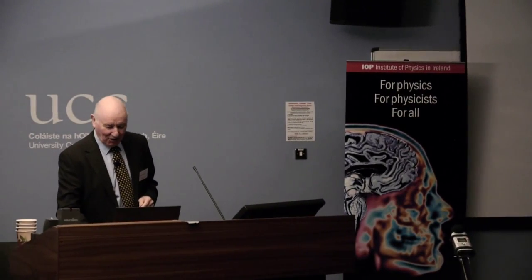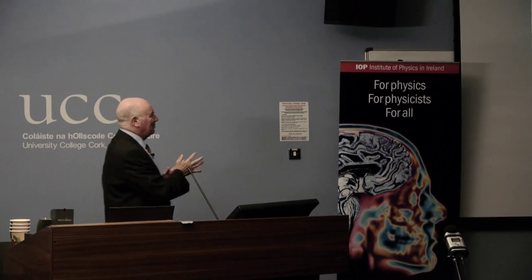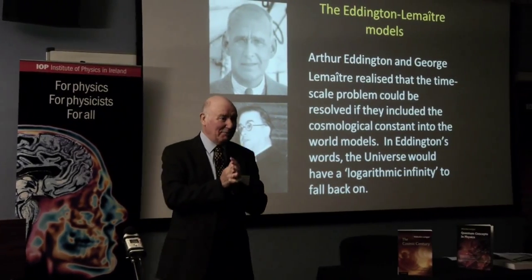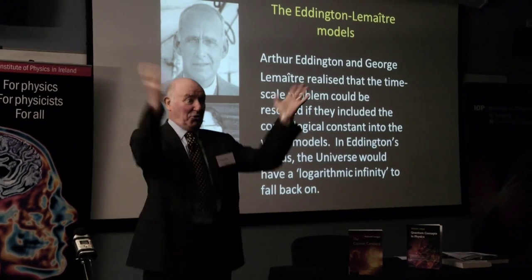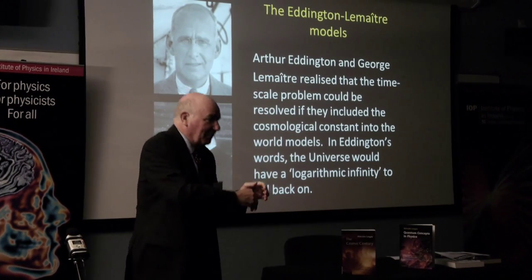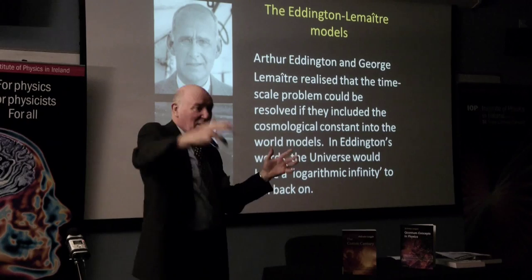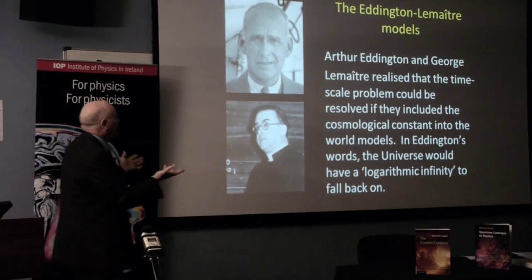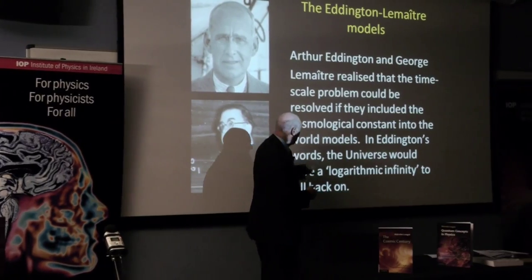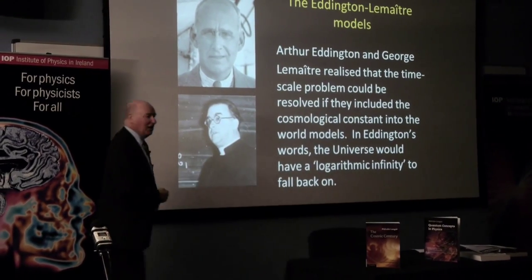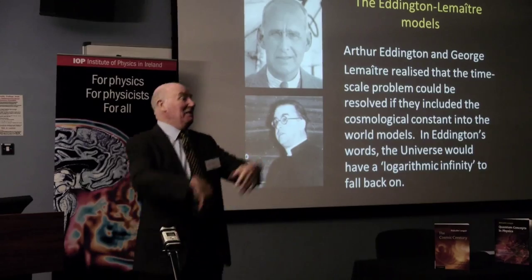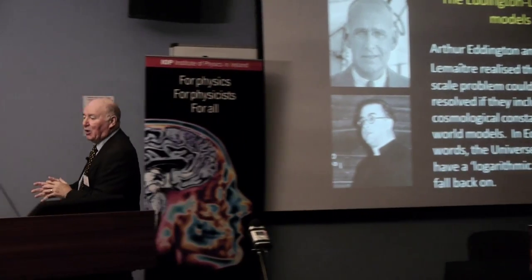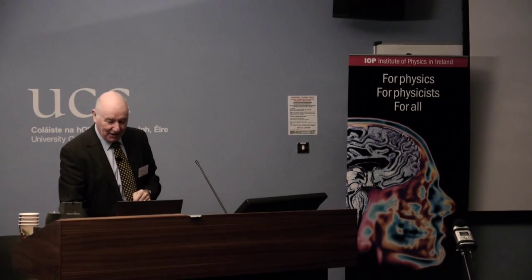Fortunately, of course, we've got clever people around, and among these were Arthur Eddington and the Abbé Lemaître. And they realised if they kept the lambda term back in, you solve the problem. Because the lambda term stretches out all the timescales, because you've changed the dynamics from the simple model. And in Eddington's words, the universe would then have a logarithmic infinity to fall back on. You could actually make it infinitely aged if you chose the lambda term correctly. So lambda came back into fashion.